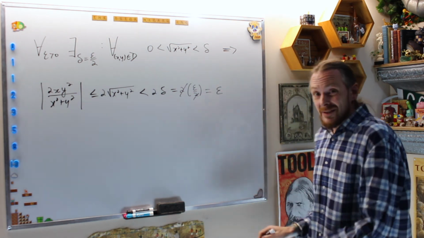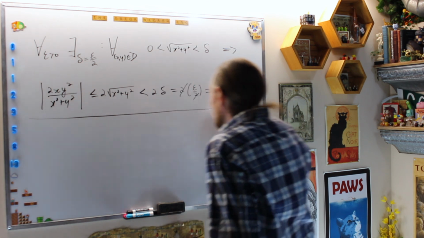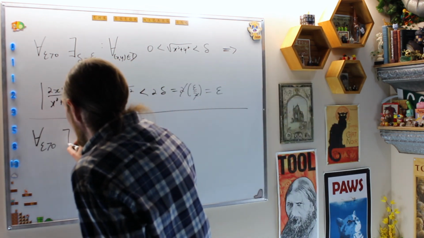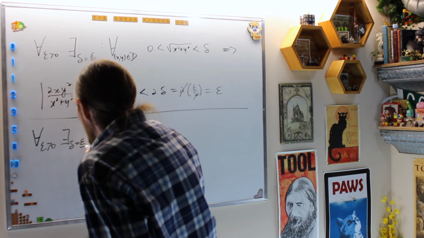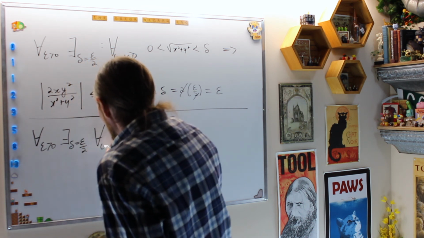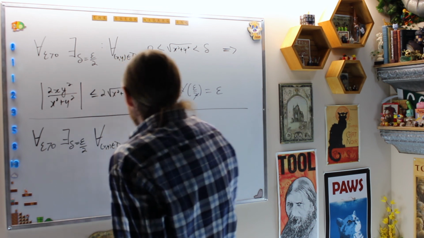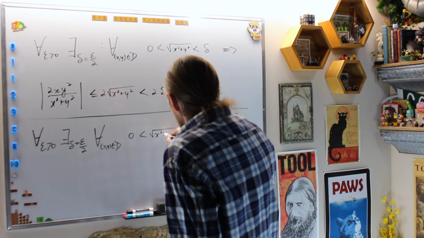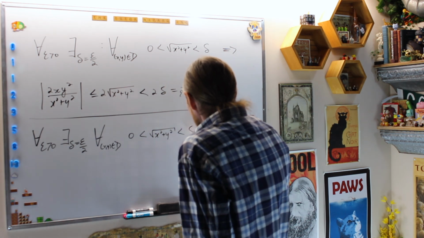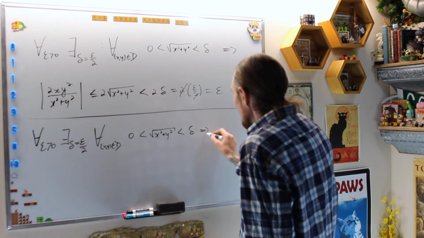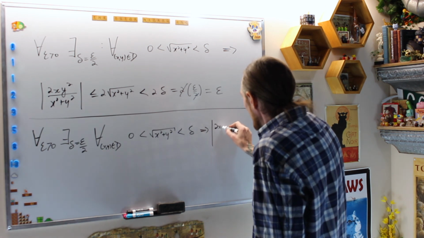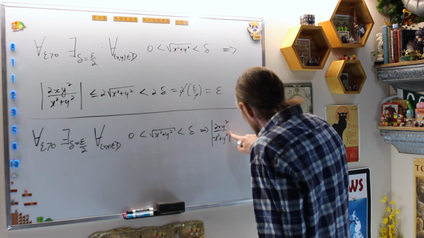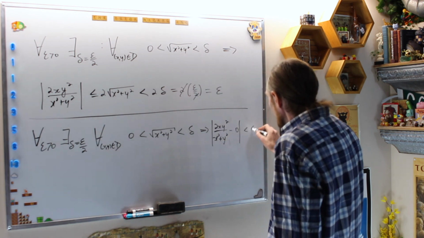What that really says, if you want to write it out one more time really nicely, is that by definition, for every epsilon greater than 0, there exists a delta which is equal to epsilon over 2, such that for every x, y in the domain D, if the distance between x, y and 0, 0 is less than delta, this says that 2xy squared over x squared plus y squared minus 0 is less than epsilon.